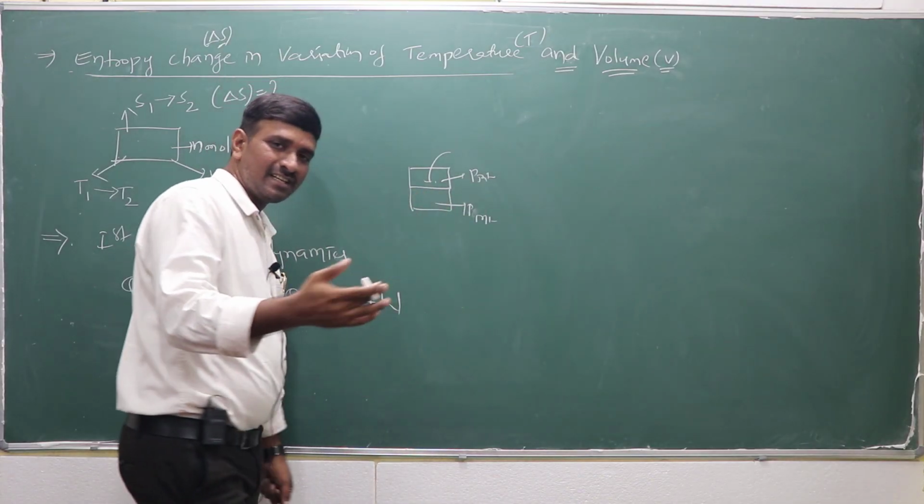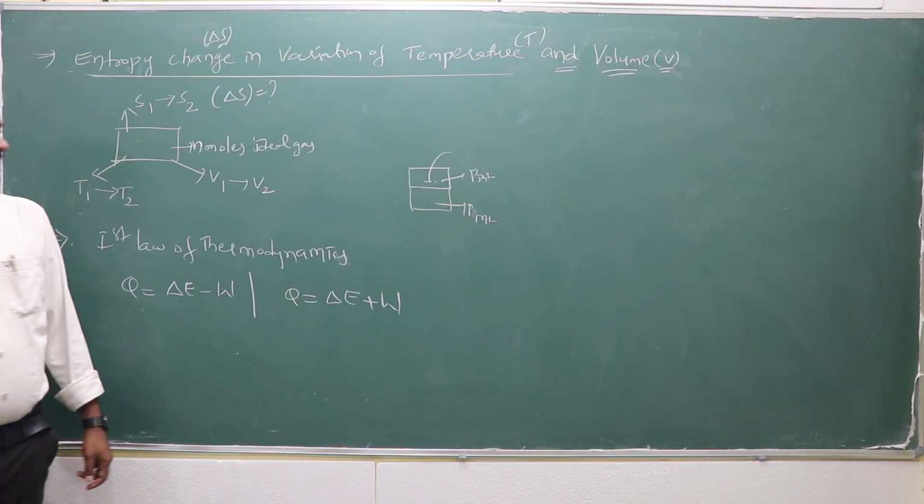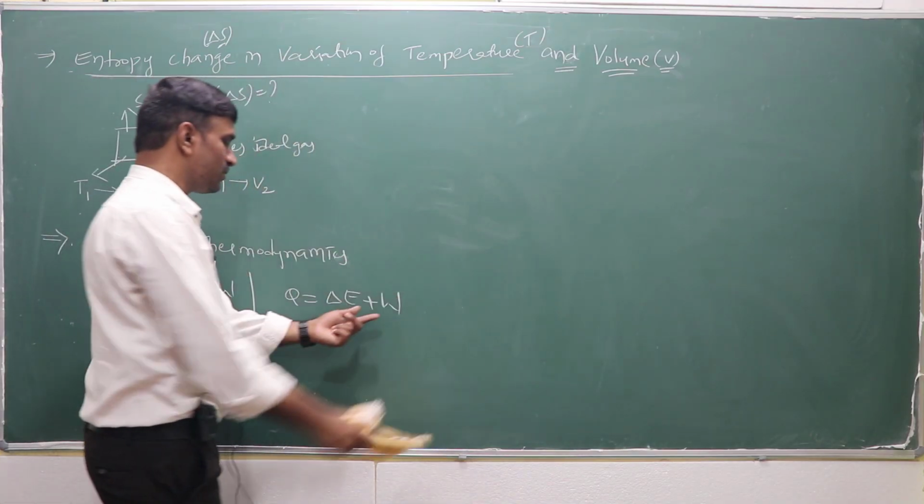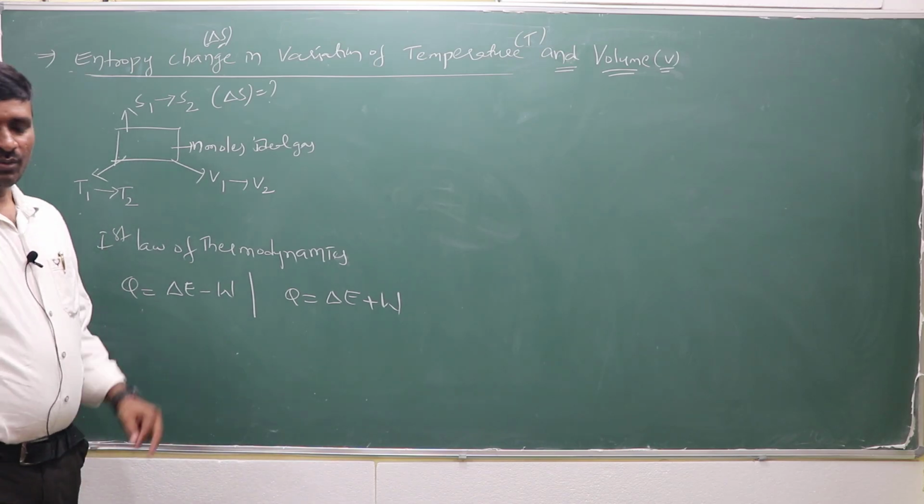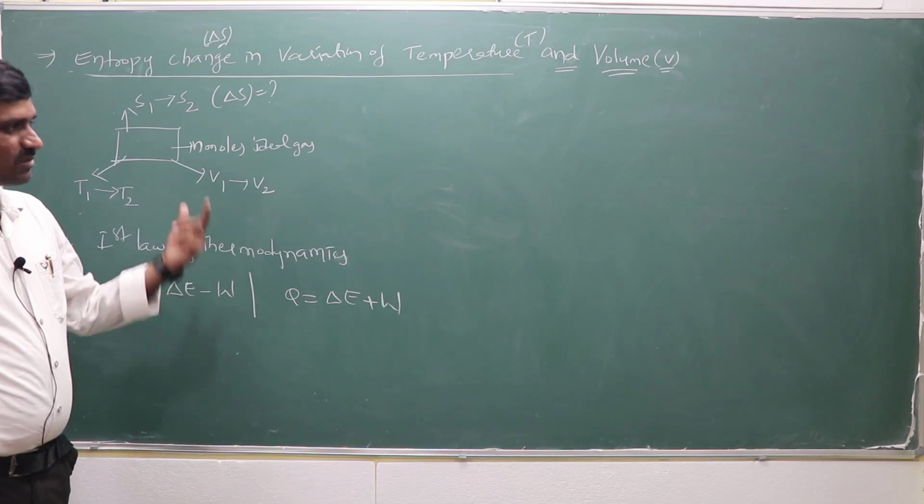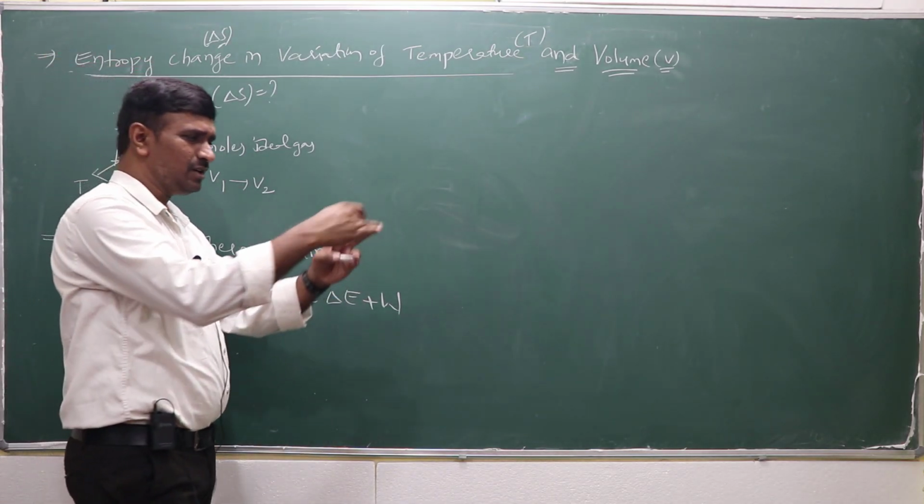If P external is greater than P internal, or P internal is greater than P external, what is the W value? It may be negative or it may be positive. That means the work may be negative or positive. I already mentioned that earlier, you can check it once in the first law of thermodynamics, or I can explain it more clearly later from the problem point of view.